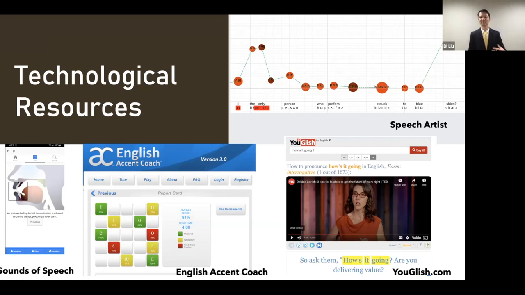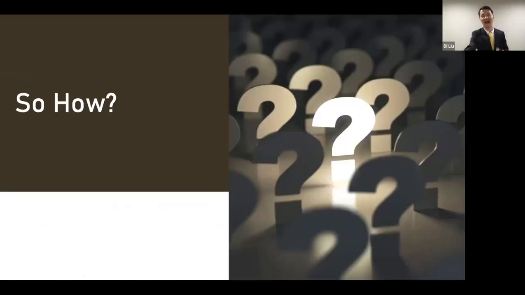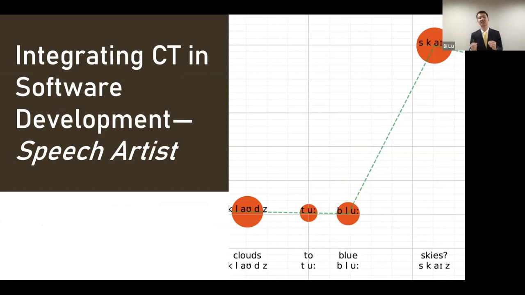So these tools will change the landscape of pronunciation teaching. But how? How do we integrate an array of these tools into a complex and dynamic system of pronunciation? First of all, I argue that we need to collaborate with software developers. For example, when we developed Speech Artist, this speech visualization software, I collaborated with a postdoctoral fellow at Stanford University, Dr. Tao Wang, and we adopted a complexity theory approach.